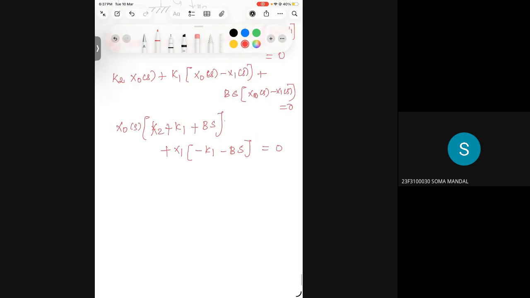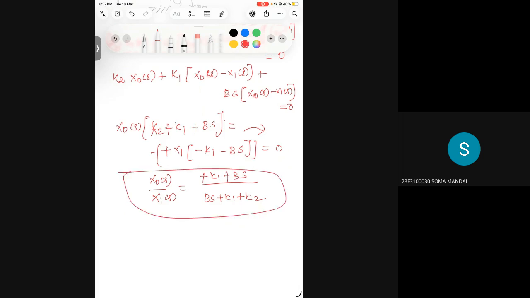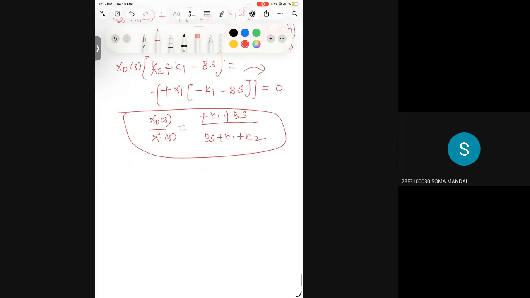Equal to 0. So now x naught of s divided by x1 of s will be minus K1 minus BS divided by BS plus K1 plus K2. Any mistake I did? One mistake I did. Because everything here is in the same direction, right? If I keep x1 to the other side, for example, if I put minus here, this will become minus. The whole term becomes minus. So there will not be any minus here, right? So the entire transfer function for the first system, left hand side, is this.